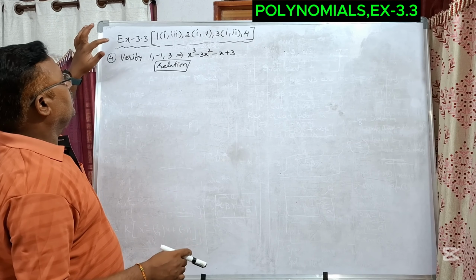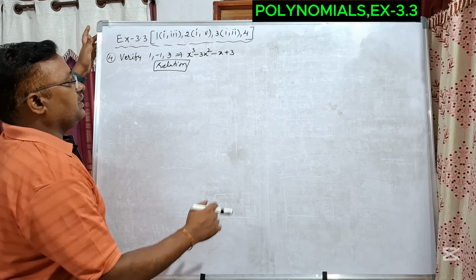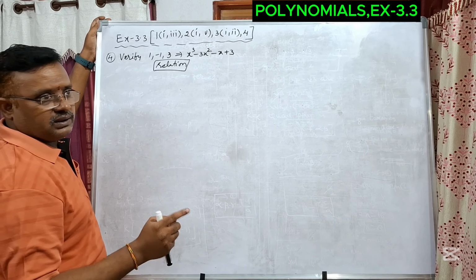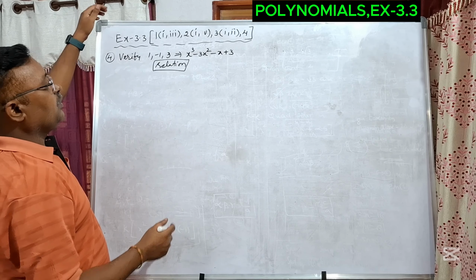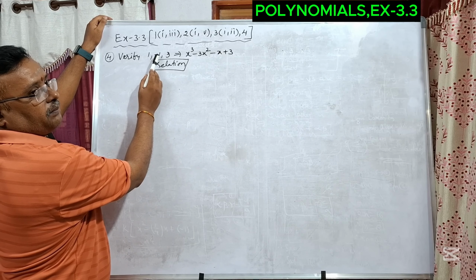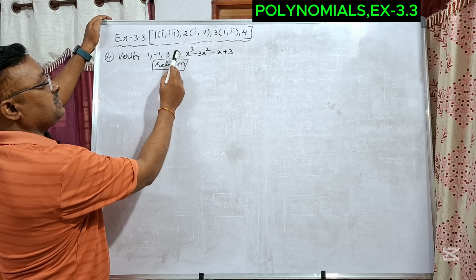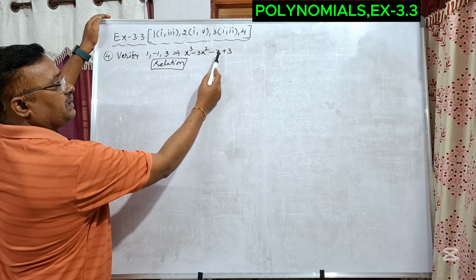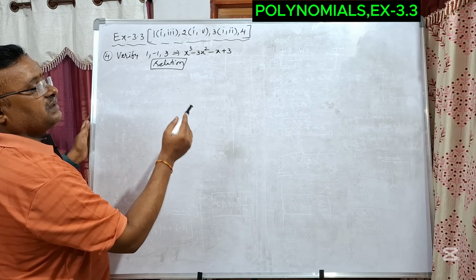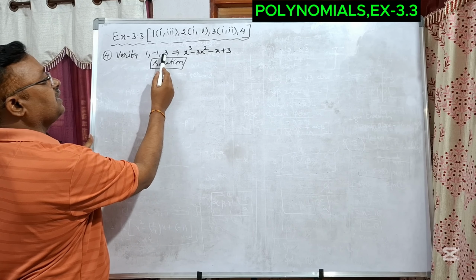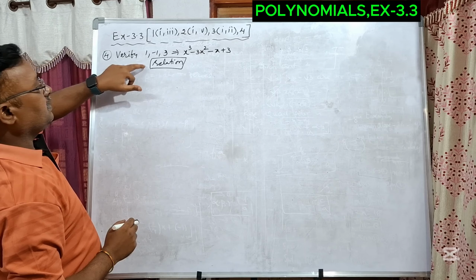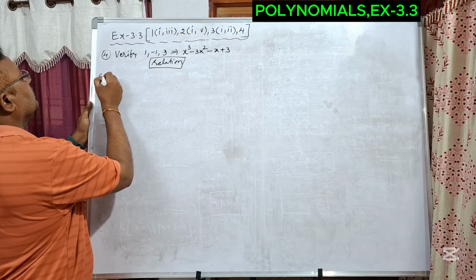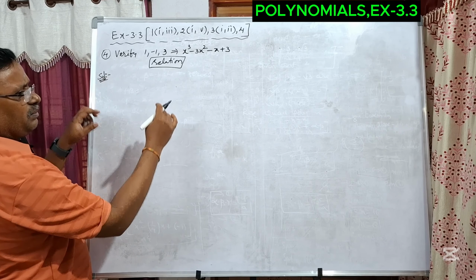In exercise 3.3, the fourth question model is also important for 4 marks. What that question is saying: verify whether the given numbers 1, minus 1, and 3 are the zeros of the given cubic polynomial x cube minus 3x square minus x plus 3 or not. Then check the relation between the zeros and coefficients. That is the question. How do we have to do it? Very simple, listen carefully. The solution is very easy to understand, normal calculations.